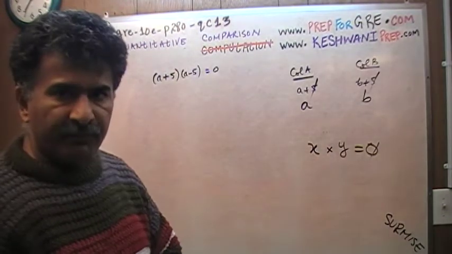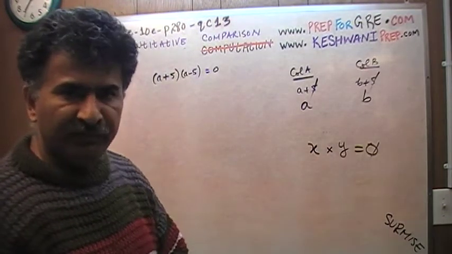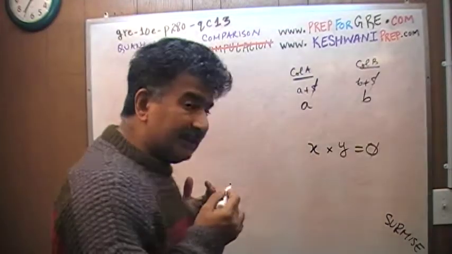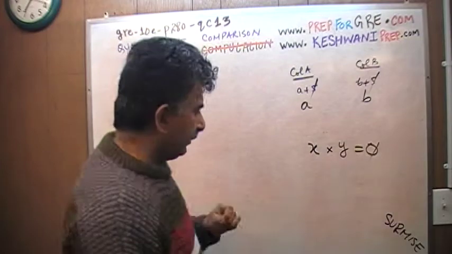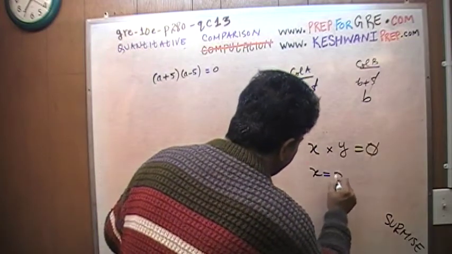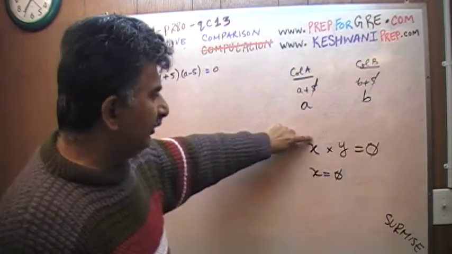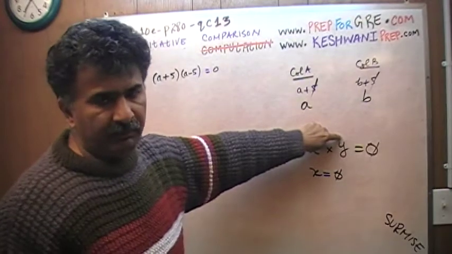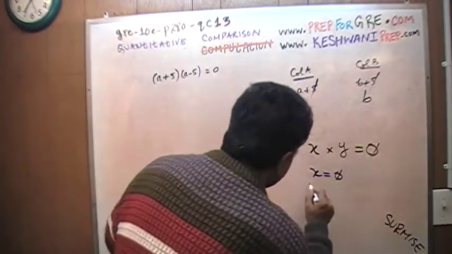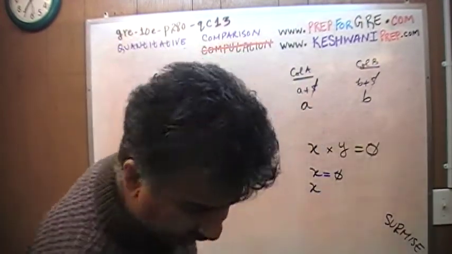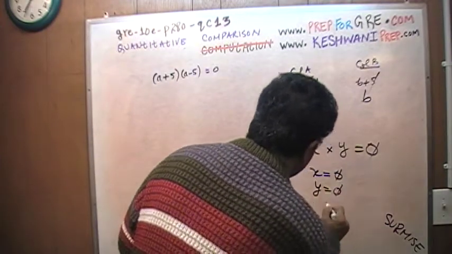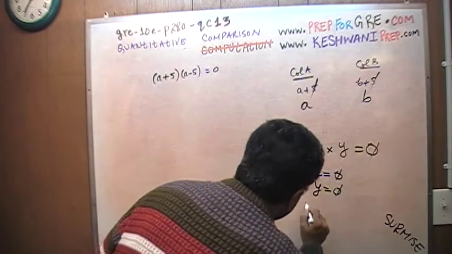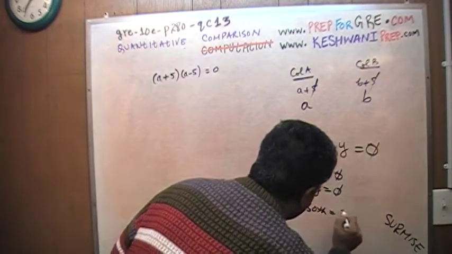Well, what you gather from it is that since the product of the two numbers is 0, there are three possible scenarios. One is that x is equal to 0. If x were equal to 0, then 0 times y would be 0, no matter what the y is. Another possibility is that y is equal to 0. And then of course the final possibility is that they are both equal to 0.